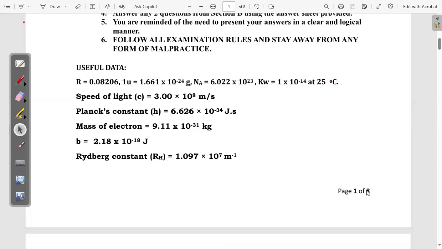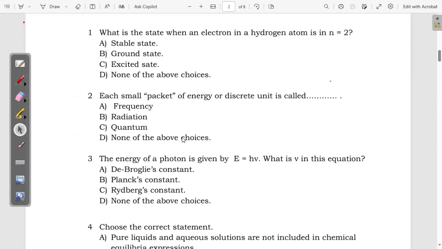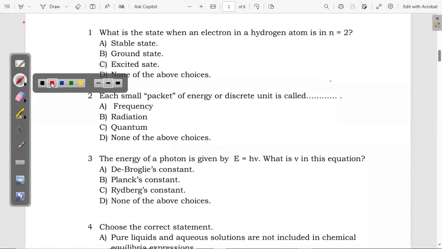Okay, so we can start our meeting from section A. Section A has 30 multiple choice questions. You can see them there. We'll be answering them, and I'll also be explaining the concepts behind them so that we understand what we're doing. If you have any questions, please feel free to ask.